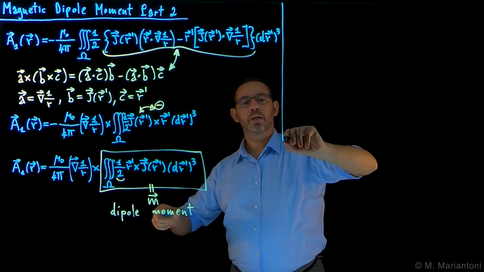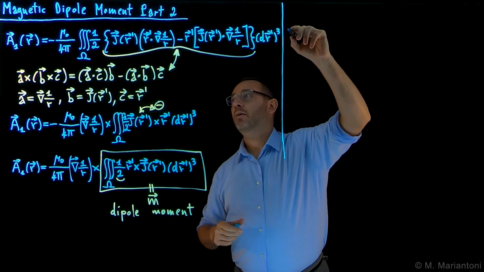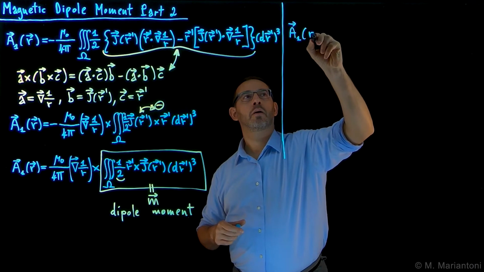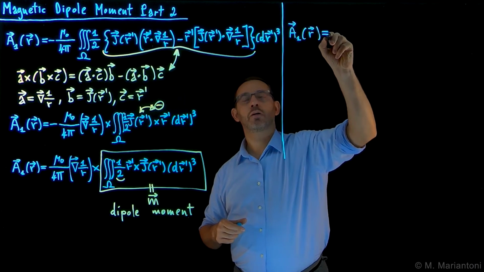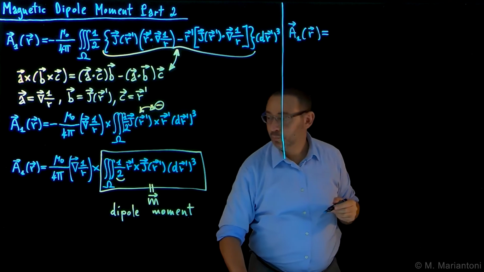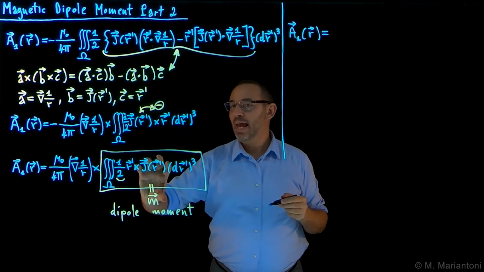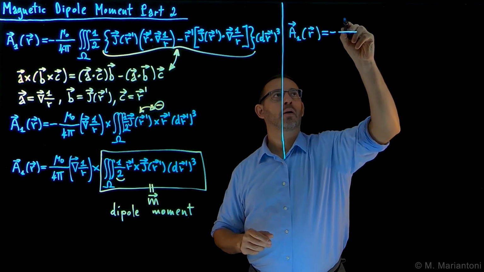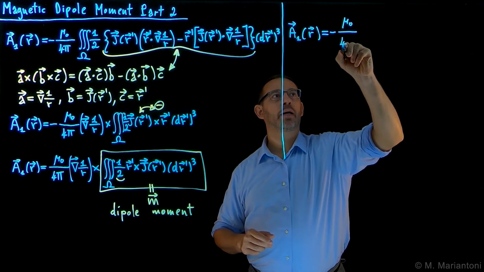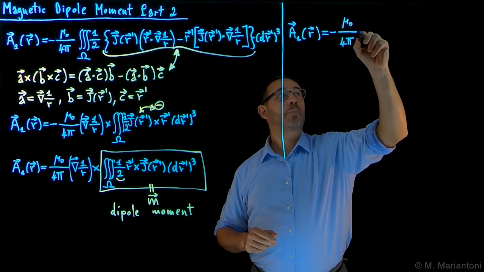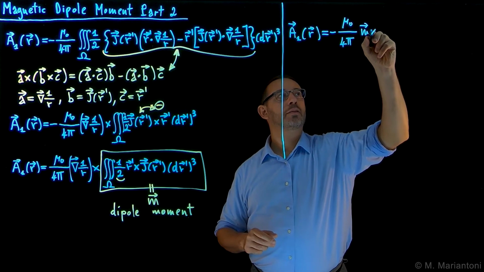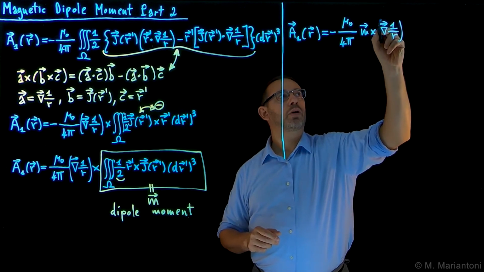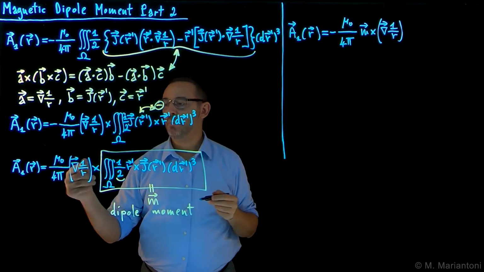So this quantity here, A1 of R, let me rewrite it one more time as mu naught over 4 pi. Now let's swap this m with the gradient, so I get a minus mu naught over 4 pi m crossed with the gradient of 1 over R. So I just swap it. So again, I pick up a minus sign.